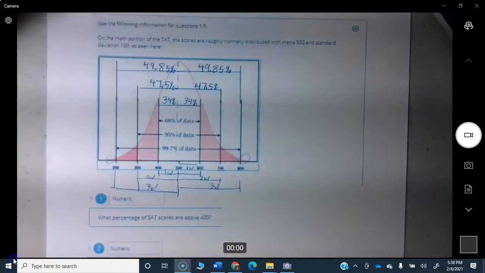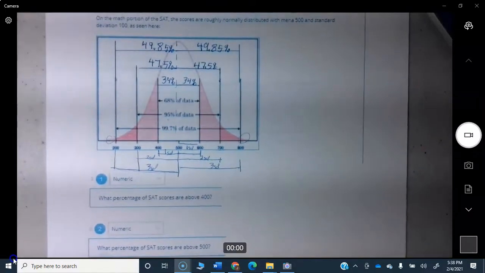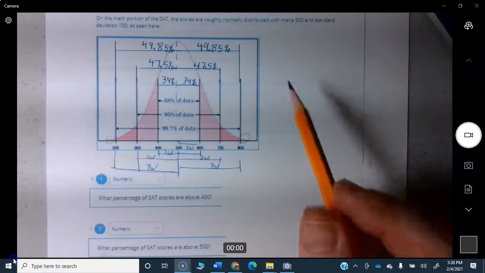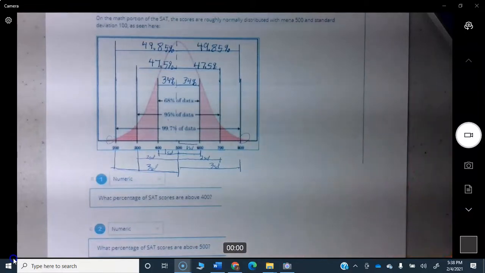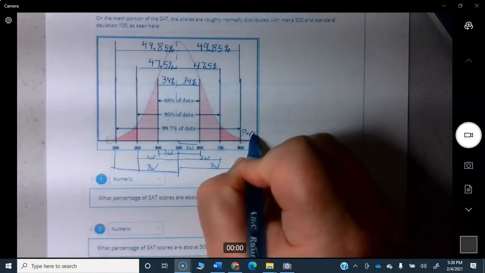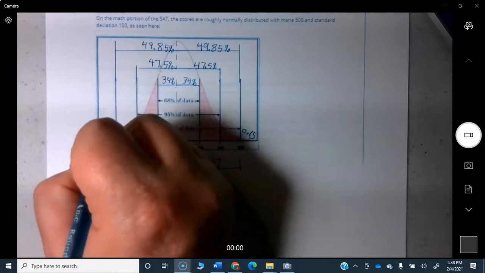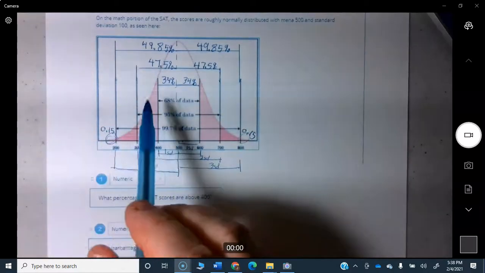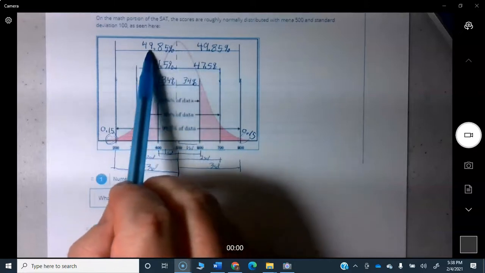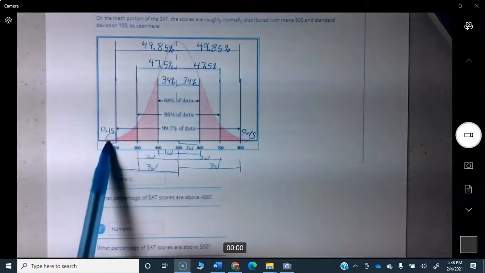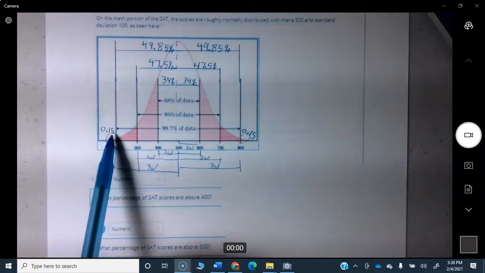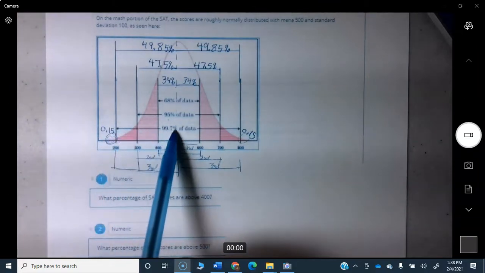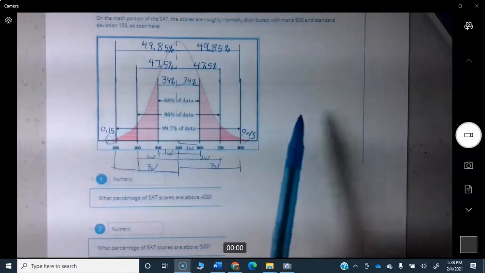But okay, so now we can go ahead and answer some questions. What percentage of SAT scores are above 400? And by the way, this amount we should put is 0.15 here, and this amount right here is 0.15 there. So we'll be accurate. So this is 49.85 to here, and then this last little amount to the very end of the curve is 0.15. That would give you 50%. So 50% are below the mean, 50% are above the mean.